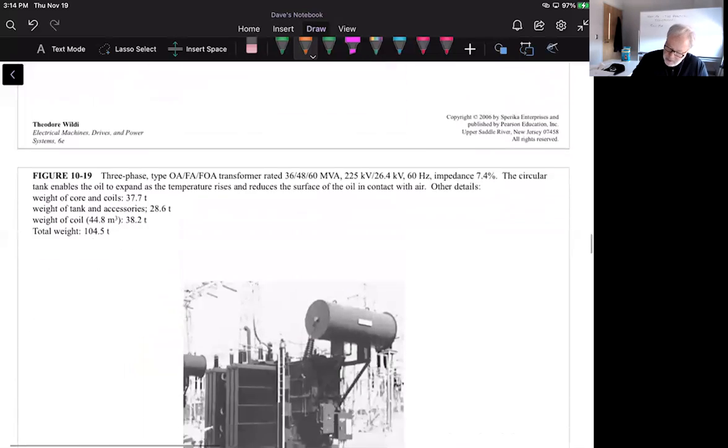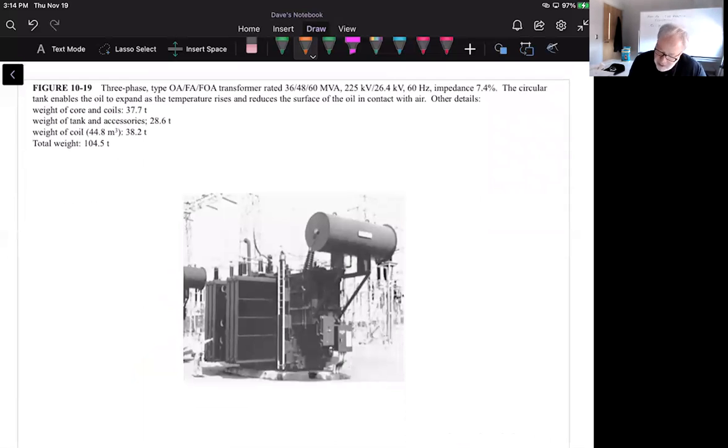Okay, so here is a three-phase OA, FA, FOA. What does that mean? Well, on page 208, we see that OA means oil immersed, self-cooled. FA must mean forced air some way. Yeah, it does. And FOA is forced air, forced oil cooled. Okay, so it's rated at 3 different ratings based on whatever type of cooling is used in association with it. Okay, temperature rises, those are something that we have to consider.